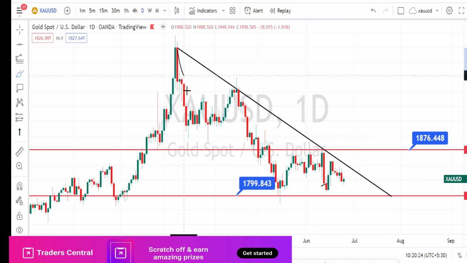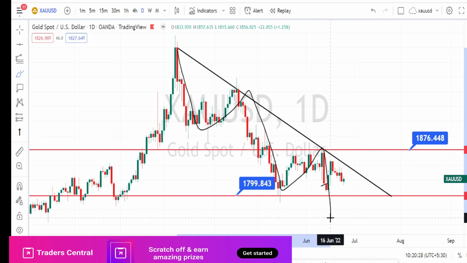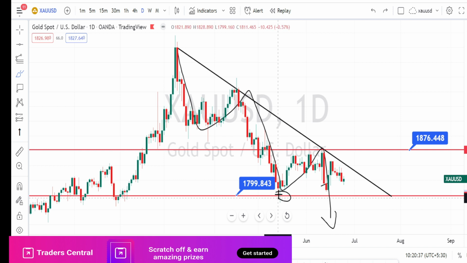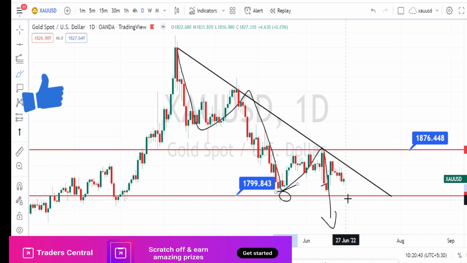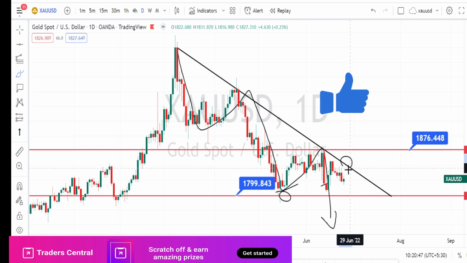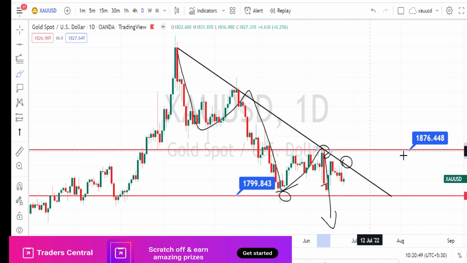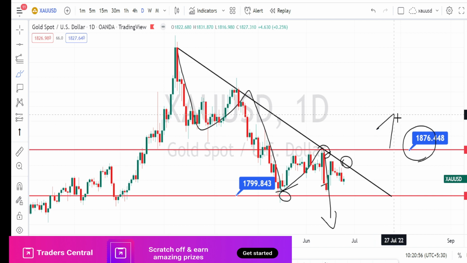And from the weekly time frame, we know that the current trend of the price action is in a bearish trend. So there are more chances for the bearish trend to continue in daily time frame also. But if the trend reversal happens, first it has to break the resistance line from the daily time frame. Again it has to break the resistance level of 1876 in order to have a bullish trend reversal.